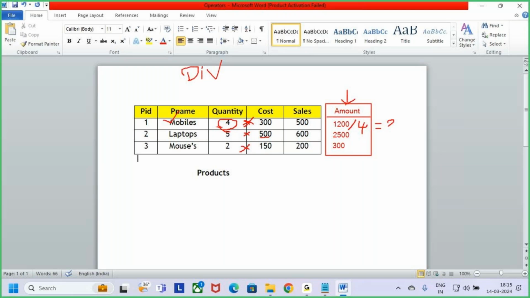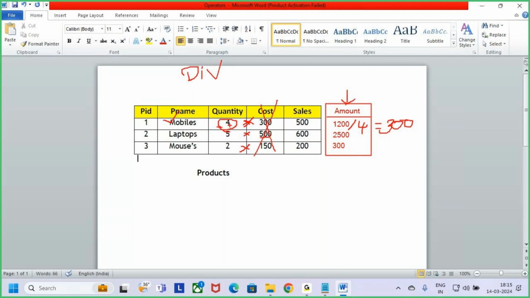300 is the output I'll get. So when to use this division operator is, let's say you have the total amount you are spending to buy the mobile phones. Now I want to understand the cost of each mobile. Suppose there is no cost column, and I'm having only a quantity column and an amount column.